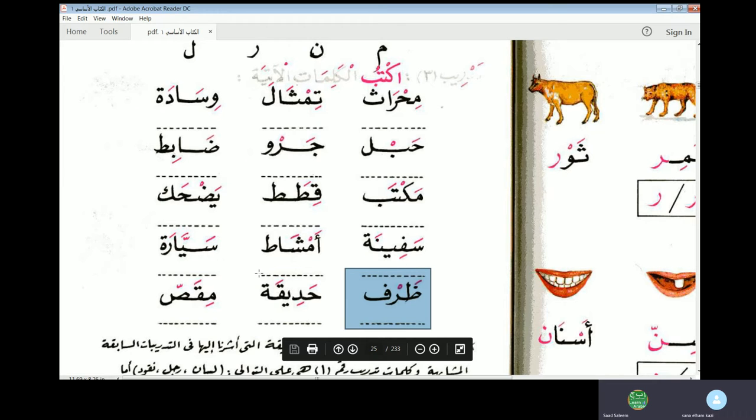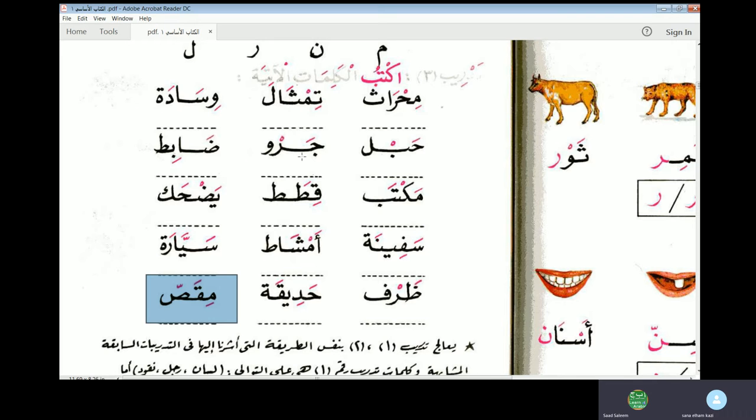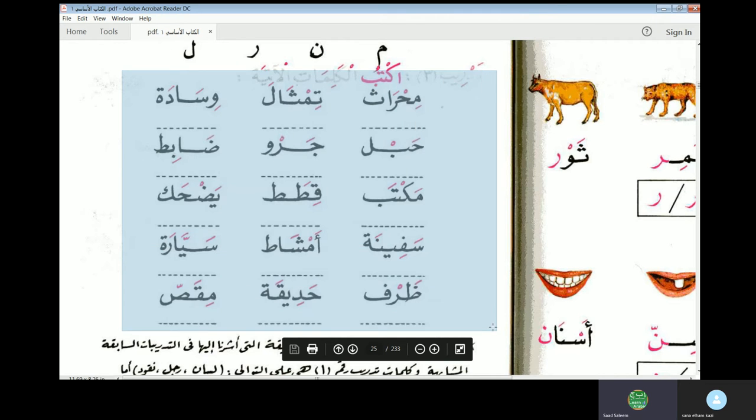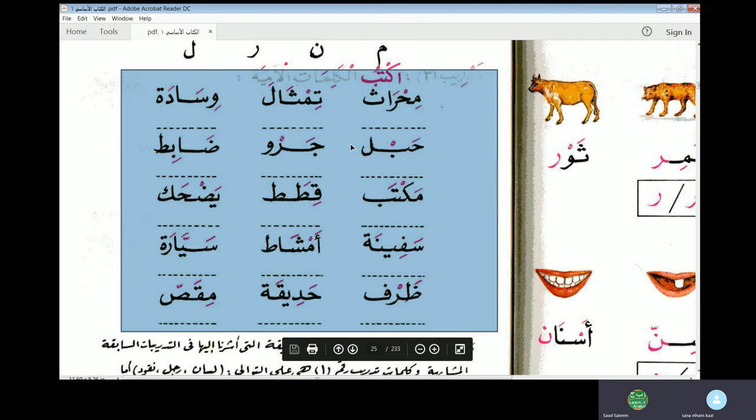Zarf is envelope. Hadiqa, garden. Haqiba, bag. Next, mikhas, scissors. This is homework for both of you. Write the meaning of all these words here and send it in the homework group. Okay.